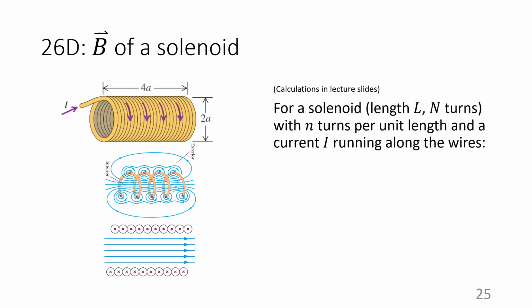So for a detailed derivation of the magnetic field due to a solenoid of n turns per unit length, I invite you to review lecture 26. I'm just showing the end result. So it's B is equal to mu naught times n times I. So you have a reference for this recap.